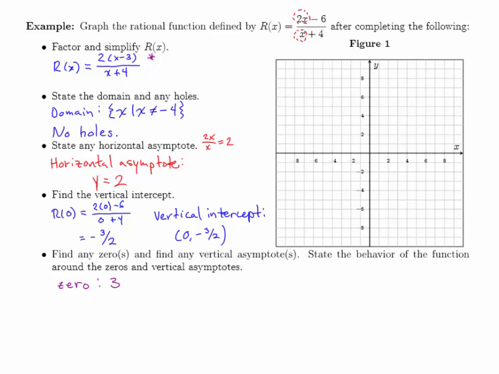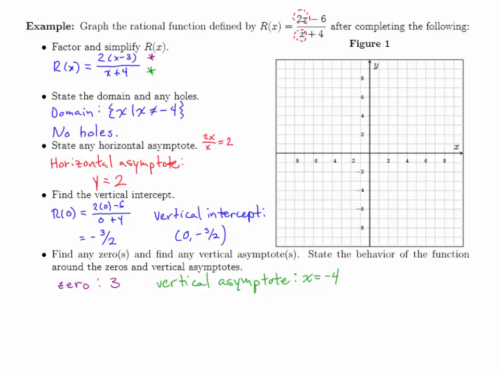All right, and when we look to identify the vertical asymptotes, we're going to look at the denominator of that simplified form. And we see the expression x plus 4. So our vertical asymptote will be x equals negative 4. And again, that's listed as an equation as it's a vertical line.